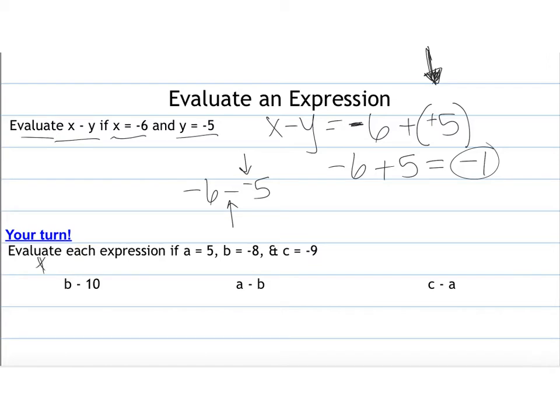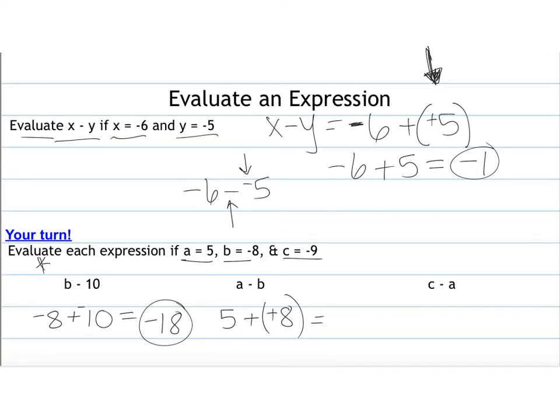Okay, do these ones down here. Evaluate each expression. If A is 5, B is negative 8, C is negative 9. So B is negative 8, so negative 8 minus 10 is the same as chop minus, we would say. So negative 8 plus negative 10 would be negative 18. A minus B, so 5 minus negative 8. I'm just going to put my parenthesis in there so I recognize that it's different. And then I do my chop chop. 5 plus 8 is 13.